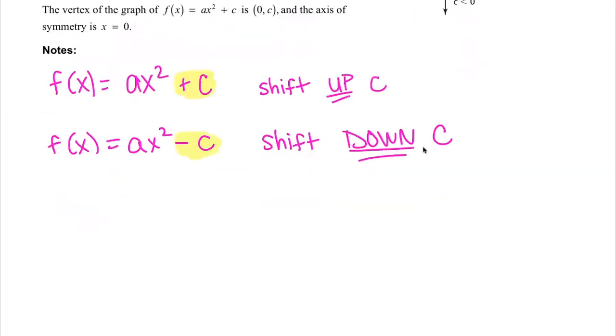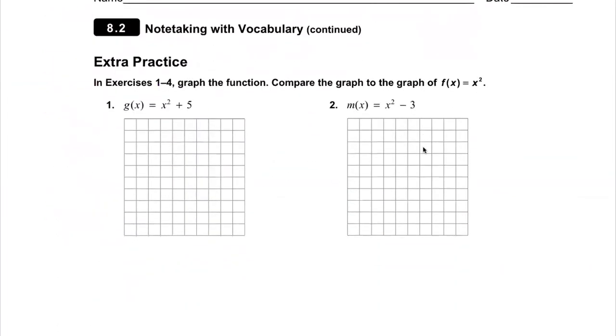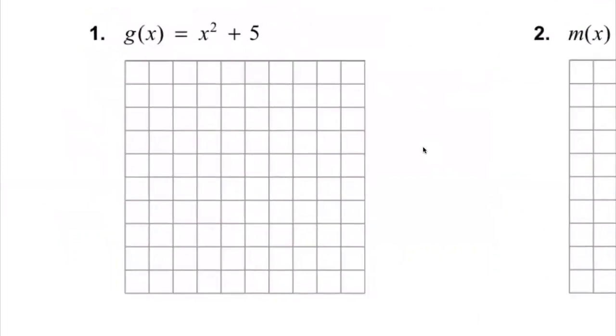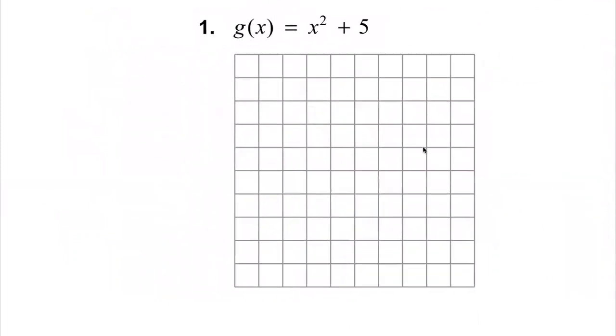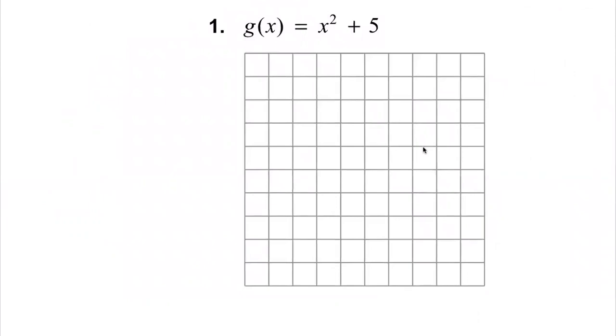Okay, so let's go ahead and go to the next page, and we're looking at number 1 on the extra practice. Let's talk about some things. First of all, I noticed that there's no number in front of x squared. So this is essentially just a normal parabola. However, we have this plus 5. Well, what is that plus 5 going to do? This is going to shift our parabola up 5.